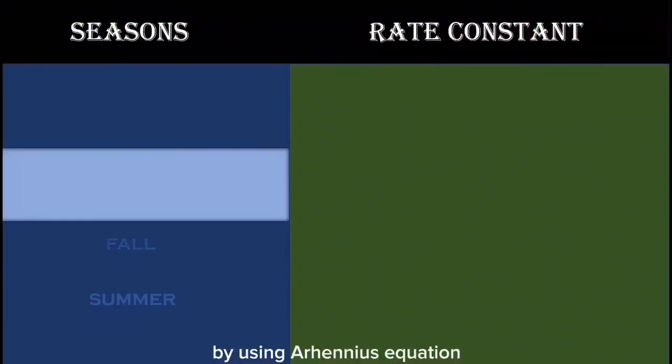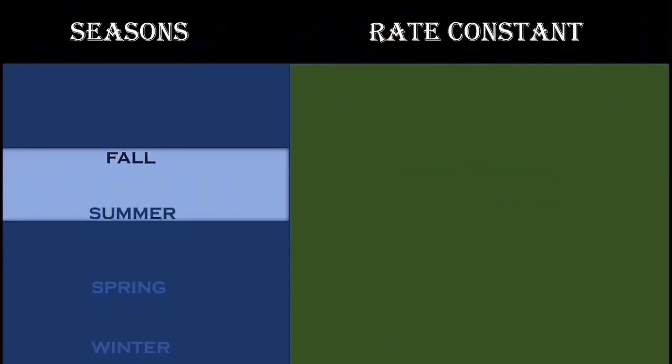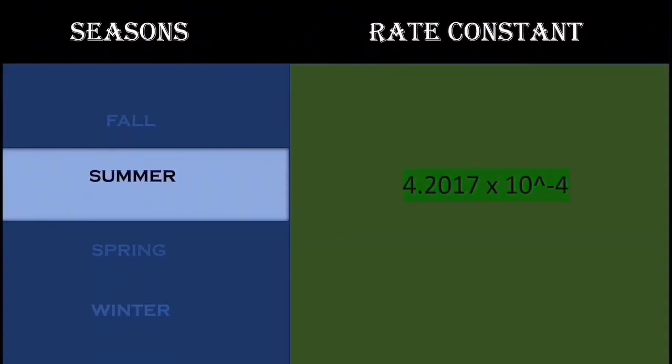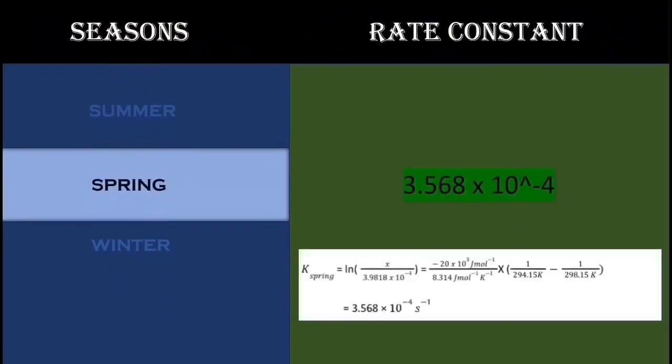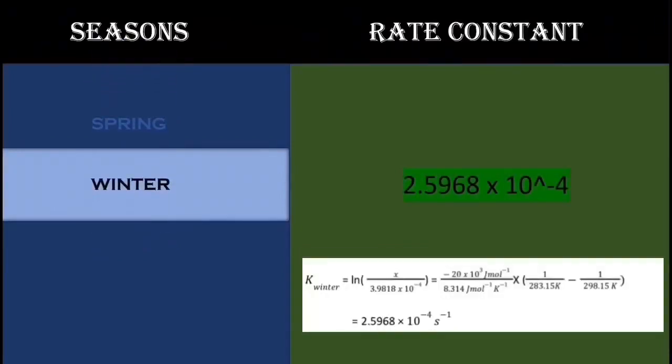By using the Arrhenius equation, we could get k for the 4 seasons. The first one, 3.918 × 10^-4. The second one, summer, 4.2017 × 10^-4. The third one, spring, 3.568 × 10^-4. And the last one, for the winter, will be 2.5968 × 10^-4.